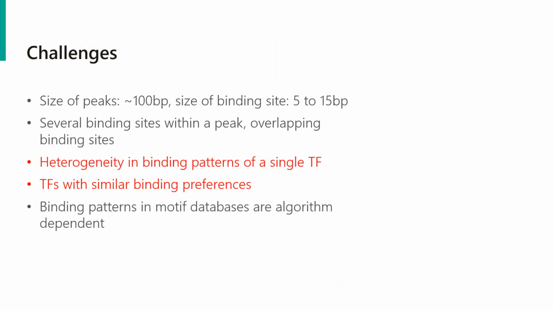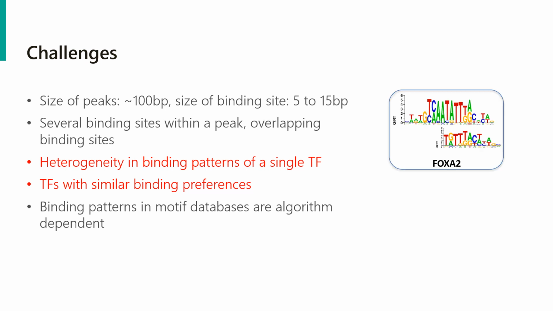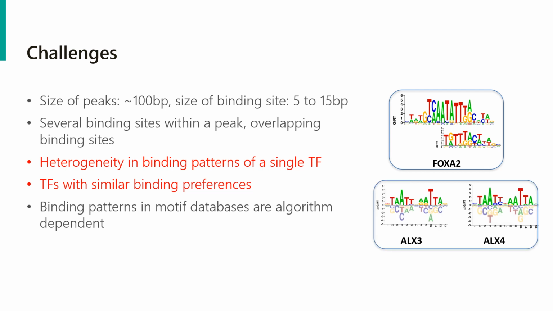There are several challenges, such as the size of the peaks being much larger compared to the size of the binding sites. The binding sites themselves can also be located anywhere within the peak. There are several binding sites within a single peak, and they can be overlapping. There's a lot of heterogeneity in the binding patterns of a single TF. For instance, FOXA2 likes to bind to patterns which can be of either of these two types. There are many transcription factors with similar binding preferences, such as paralogous TFs, ALX3 and ALX4, for example.